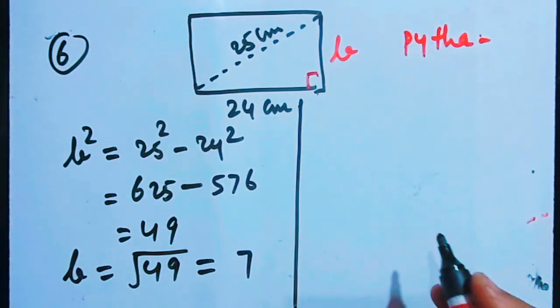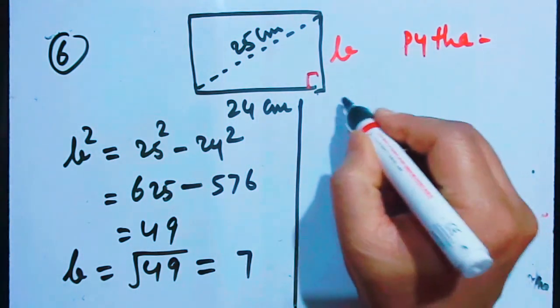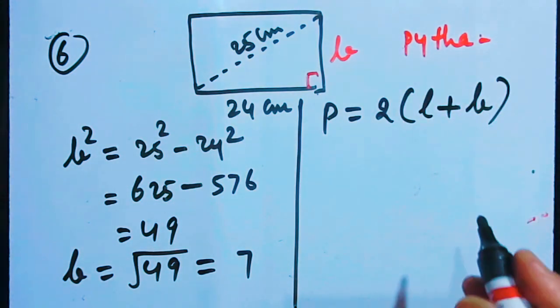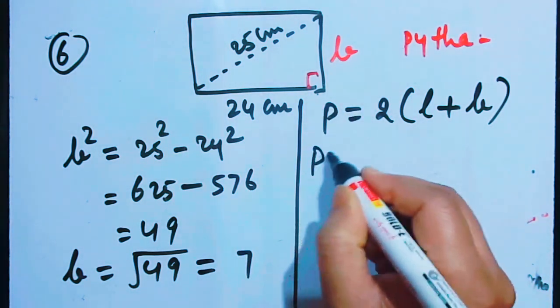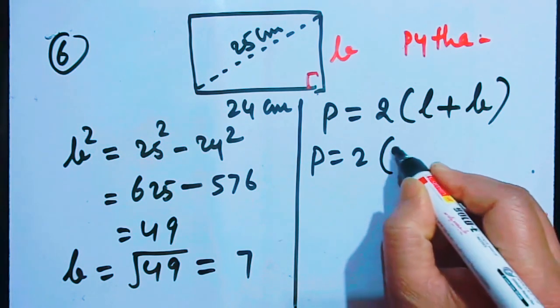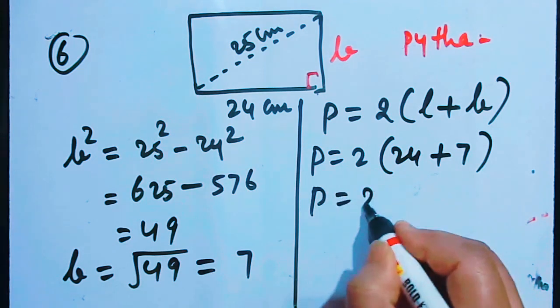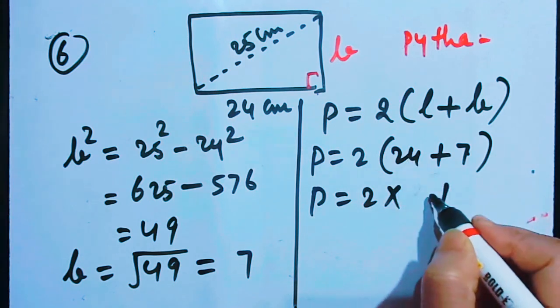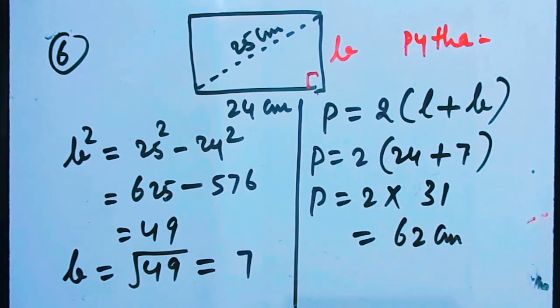Now, what had they asked us? They had asked us the perimeter. So the perimeter is equal to 2 times L plus B. We have already found out the length and the breadth. So perimeter is equal to 2 times, length was 24 while breadth was 7. So P is equal to 2 times 31, which is 62 centimeter.